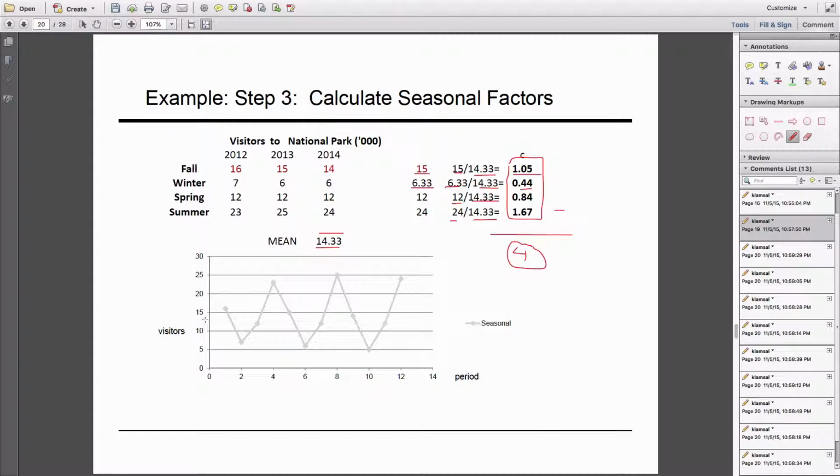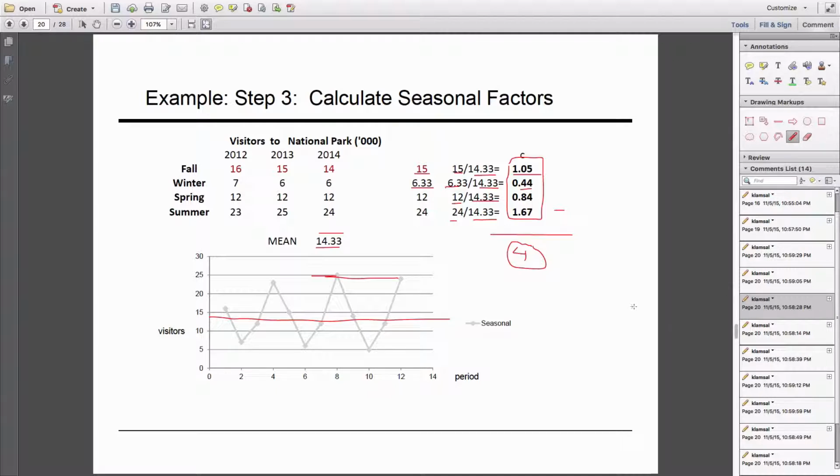Our baseline demand is somewhere here, right? 14.33, very close to this 15 line. And on average, the summer demand is 1.67 times your baseline demand. Okay. Now let's do this exercise one more time.